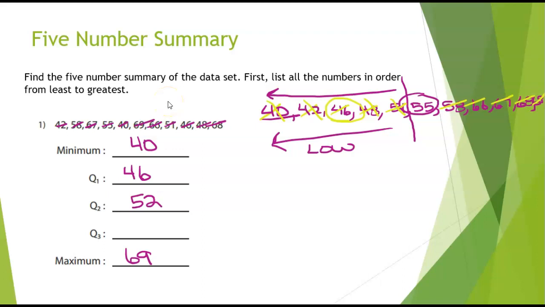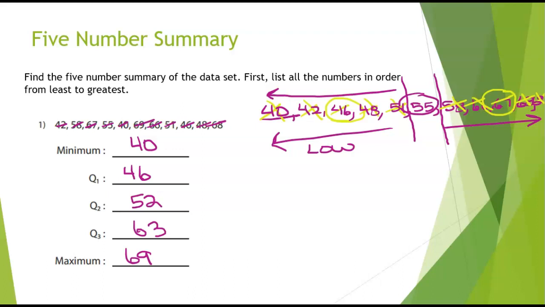All right, now I need the median of the upper numbers, the larger numbers. So I'm going to go here and look at this side of the data. So here we go. Slash, slash, slash, slash. And I have one number left, which is 67. So 67 is my Q3. And there, I have it. My 5-number summary. I know it seems like a lot of steps, but if you follow these steps that were in the very beginning of this lesson, you'll get it right every time.